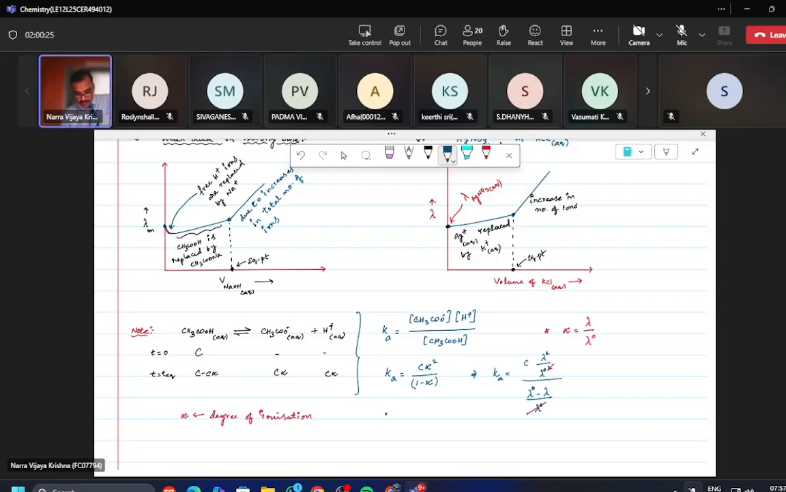So what is Ka equal to? Ka equals C lambda square upon lambda naught into lambda naught minus lambda. Correct, sir? Correct or not? Now see that same equation, whether they gave it or not.